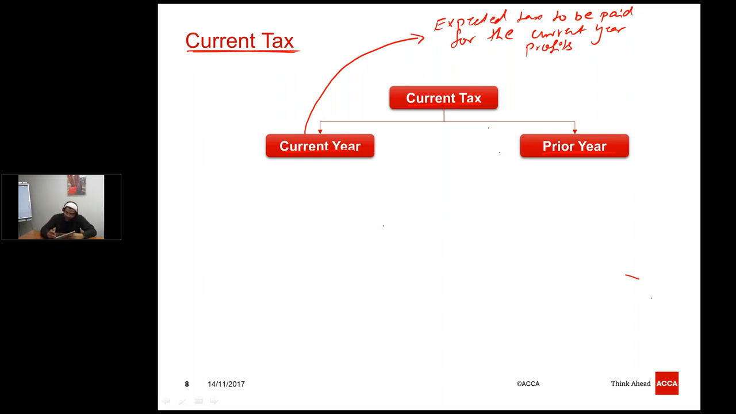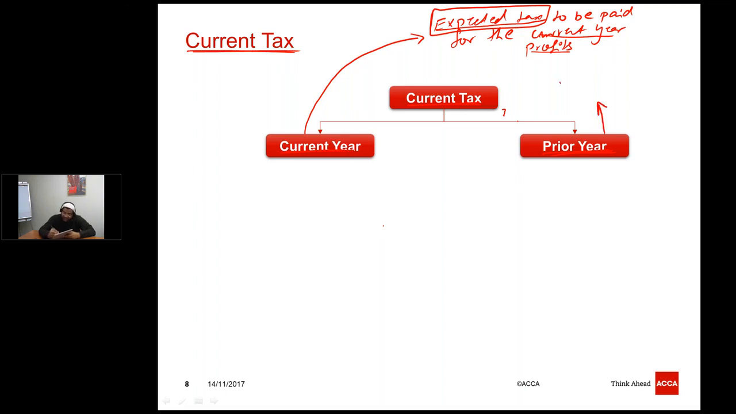Okay, so now the current tax are either current tax relating to current year or the prior year. So what is current tax current year? This is the expected tax. The word expected tax is self-explanatory, that this is an estimated amount of tax that we are expecting that we would be paying for the current year's profit. Now, if this is an expected tax, this may differ from the actual amount of tax.